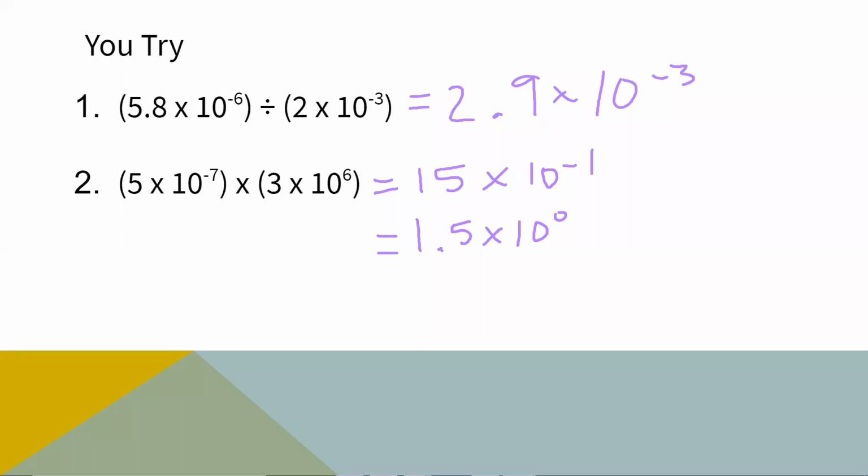And here are your two answers written in scientific notation. So for the first one, you should have gotten 2.9 times 10 to the negative 3rd. For the second one, your answer was not written in scientific notation, so you had to convert it to be in scientific notation. So it's going to be 1.5 times 10 to the 0th power.